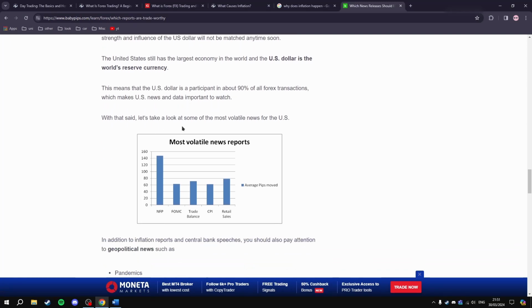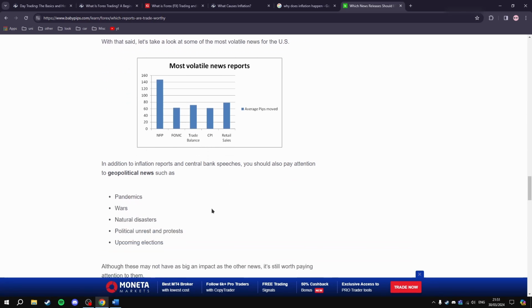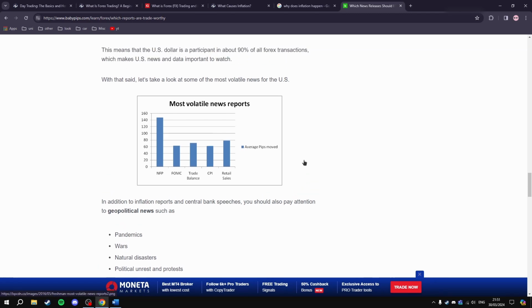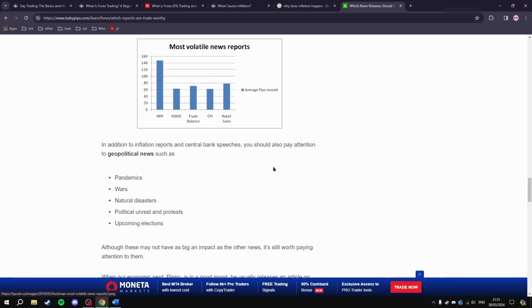With that said, let's take a look at some of the most volatile news for the US. Most volatile news reports, average pips moved: NFP, FOMC, trade balance, CPI, retail sales. In addition to inflation reports and central bank speeches, you should also pay attention to geopolitical news, such as pandemics, wars, natural disasters, political unrest and protests, upcoming elections.